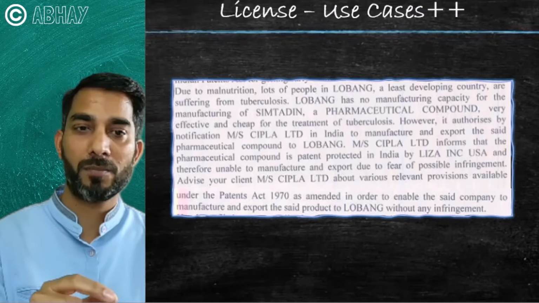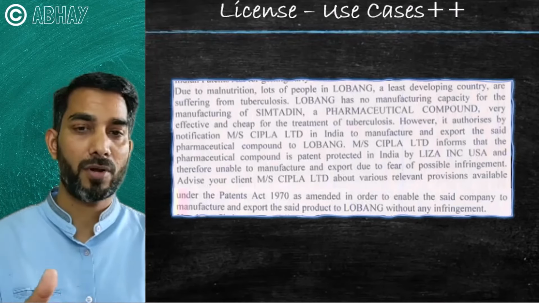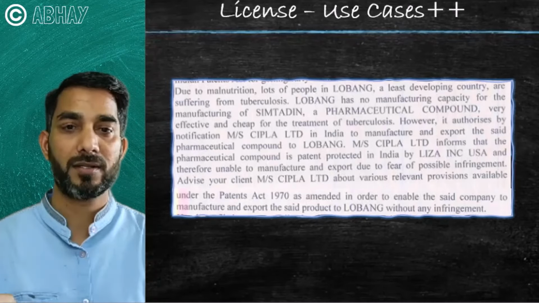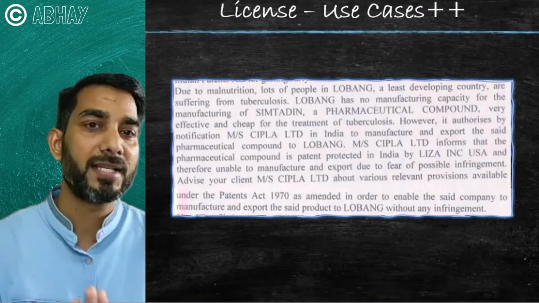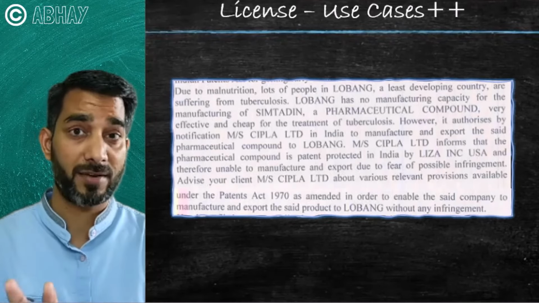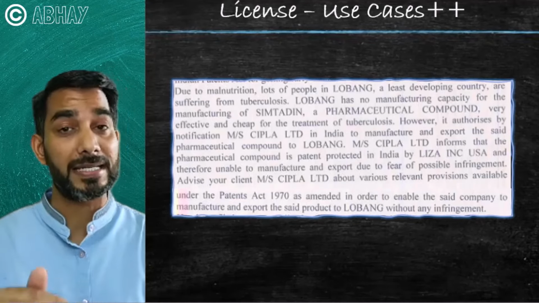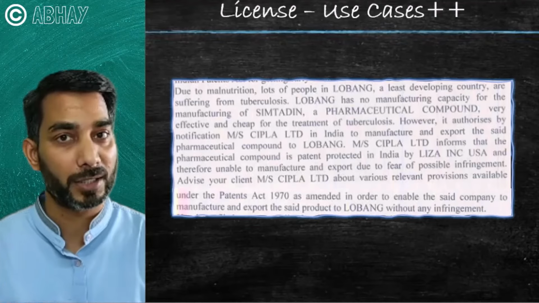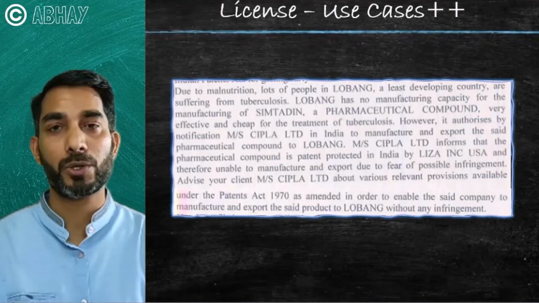Cipla informs that the drug is patent protected in India by LISA and is therefore unable to manufacture and export due to fear of possible infringement. Advise your client Cipla about various relevant provisions available under the Patents Act. Now here they have woven a nice story about the need of a drug in another country which doesn't have manufacturing capacity. The drug is patented in India and there is enough manufacturing capacity in India for Cipla to produce the drug. But Cipla is not able to do it because of the patent held by LISA. So what do you do?